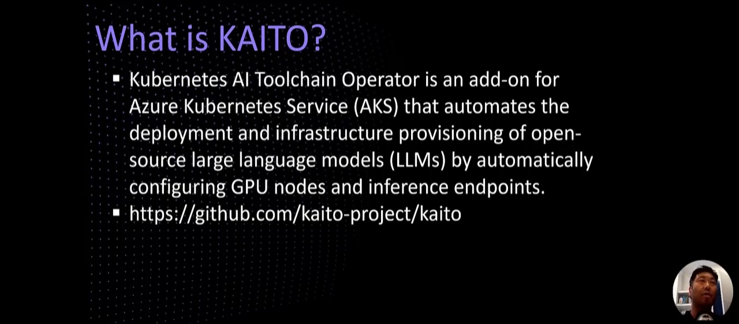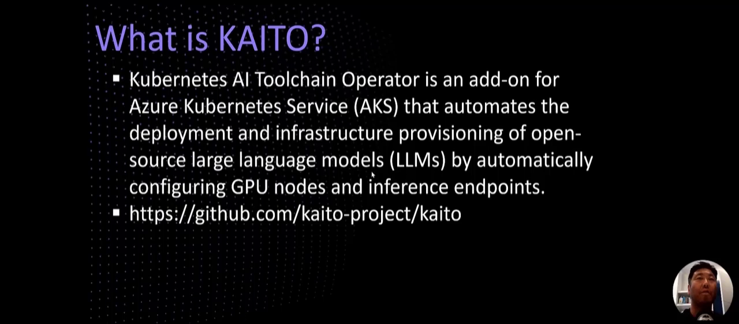The technology that we're using is KAITO, which stands for Kubernetes AI Toolchain Operator. It's an add-on to Azure Kubernetes Service. It automates the deployment and infrastructure provisioning of open source language models, such as Falcon, Phi-4, Mistral, etc. And it automatically configures the GPU nodes, the underlying virtual machine infrastructure with, let's say, the NVIDIA GPU chips, and sets up an inference endpoint, like an API, to those language models or embeddings models. So if you want to check it out more, go to the GitHub repo on the KAITO project.